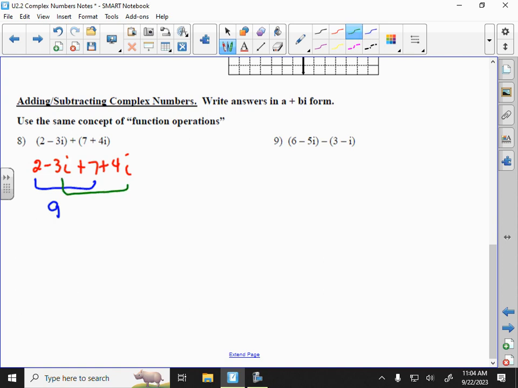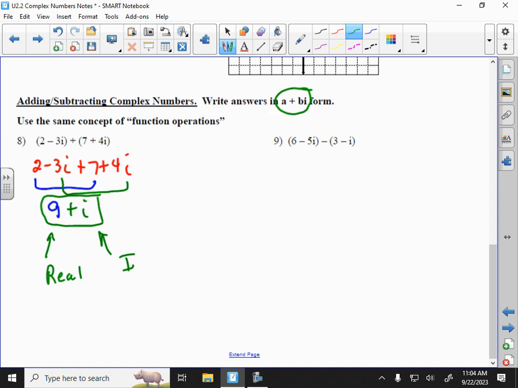Add the imaginary parts together. Okay, so those are the i's. -3i plus 4i is +1i. And this is as far as you can go. So this is called standard form. Again, it has a real number and an imaginary number.